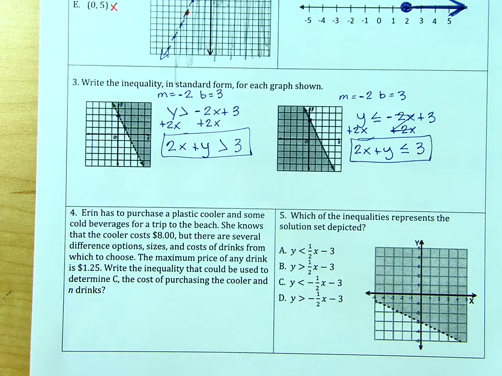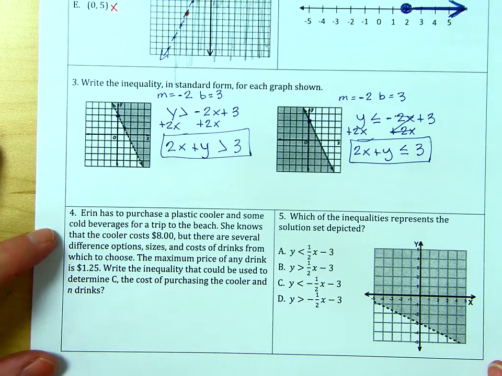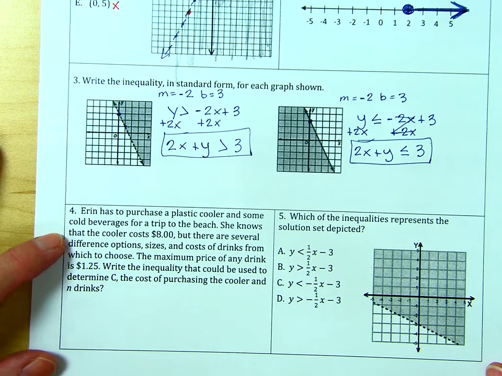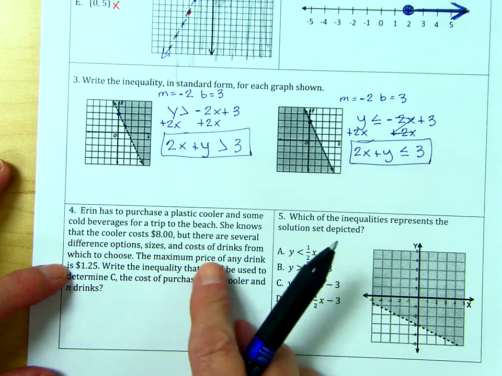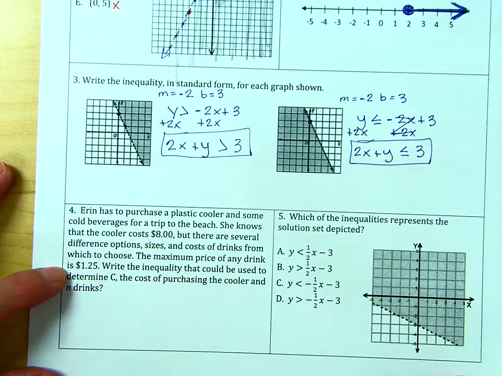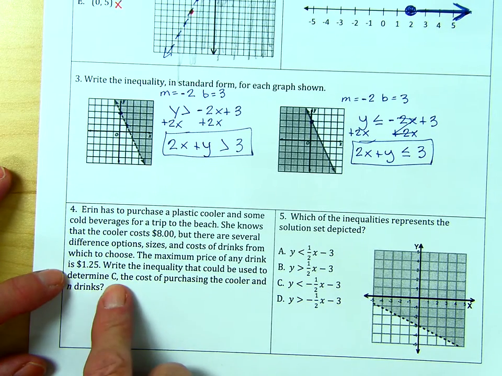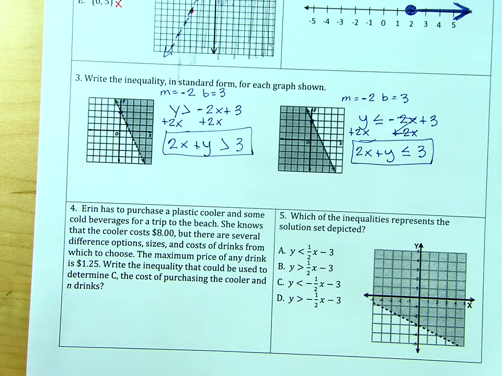For problem number 4, Erin has to purchase a plastic cooler and some cold beverages for a trip to the beach. She knows that the cooler costs $8, but there are several different options, sizes, and costs of drinks from which to choose. The maximum price of any drink is $1.25. Write the inequality that could be used to determine C, the cost of purchasing the cooler and drinks.